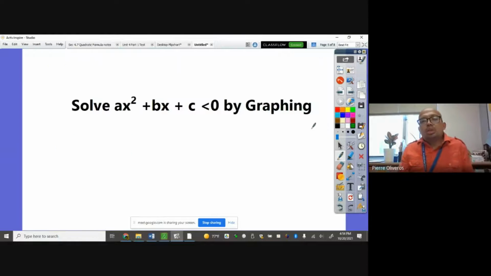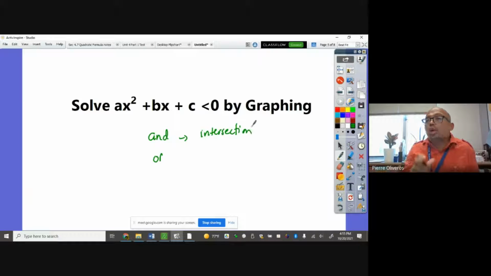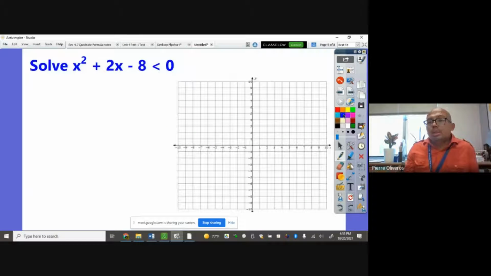So now let's try to solve x squared plus bx plus c less than or equal to 0 by graphing. We have to use the idea of the compound inequality. Compound inequality involves the "and" and the "or". Remember, when it's "and", you're finding the intersection, the values of x common to both. When it's "or", you combine them, you put them all together. Okay. Now let's do this one here.